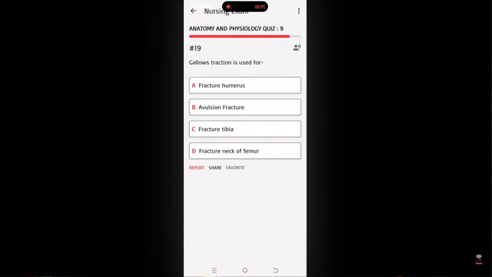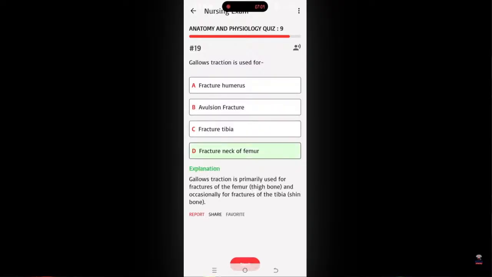Gallows traction is used for: A. Fracture humerus. B. Avulsion fracture. C. Fracture tibia. D. Fracture neck of femur. Correct answer. Gallows traction is primarily used for fractures of the femur, thigh bone, and occasionally for fractures of the tibia, shin bone.